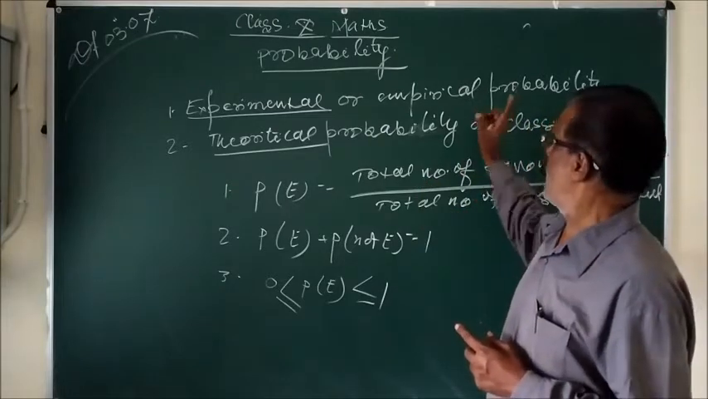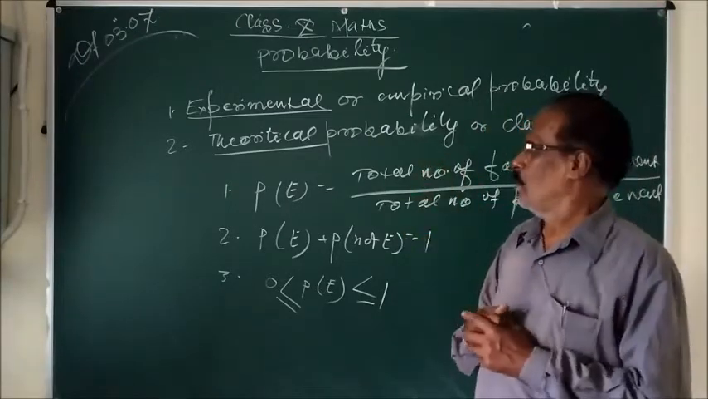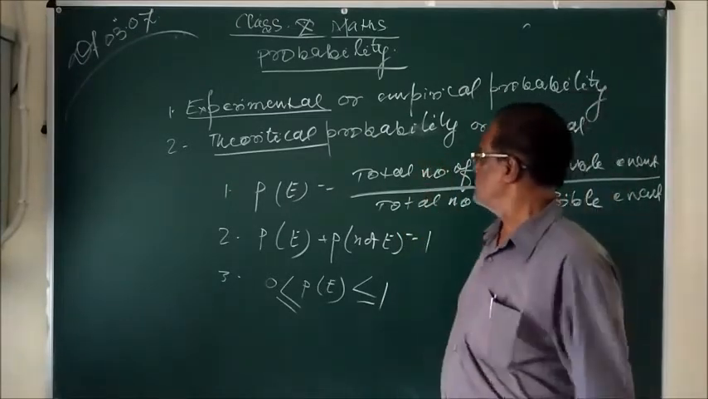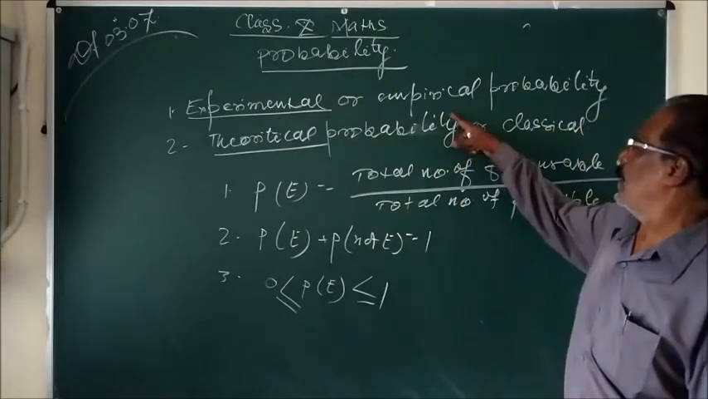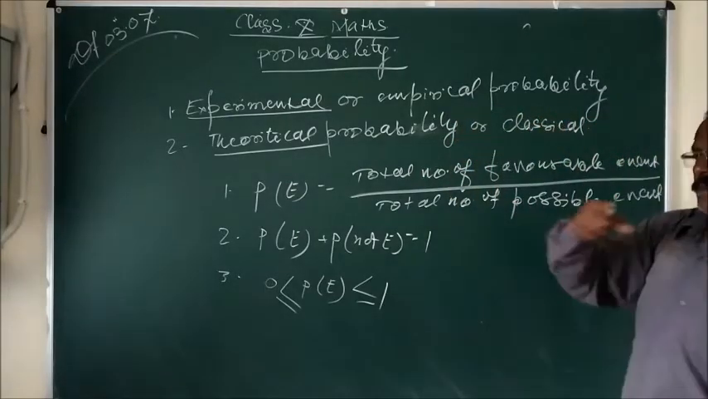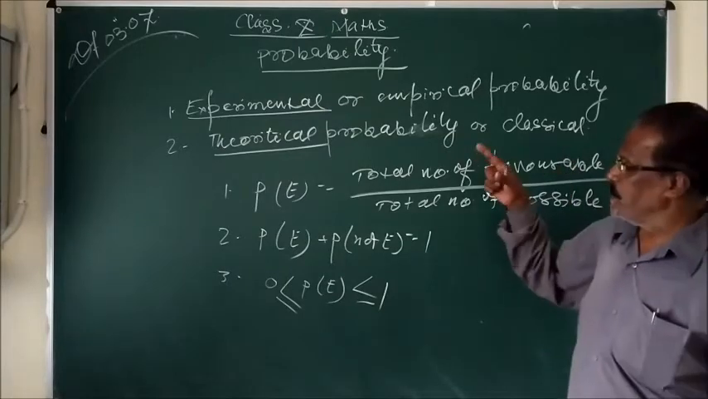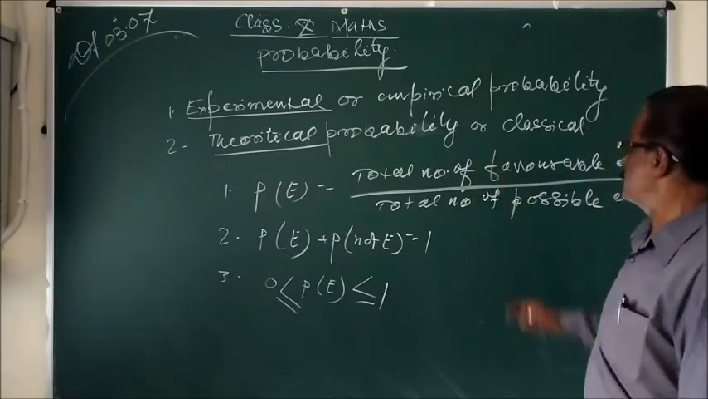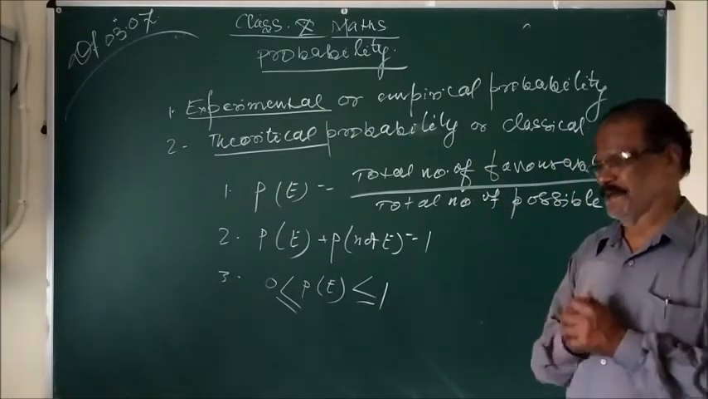There are two kinds of probability. One is experimental, also called empirical probability. And the other is theoretical probability, also known as classical probability.